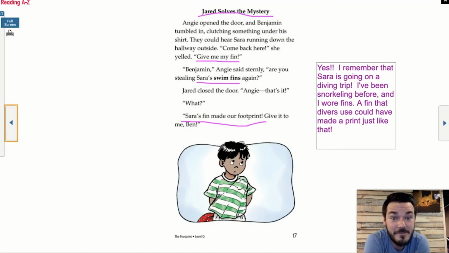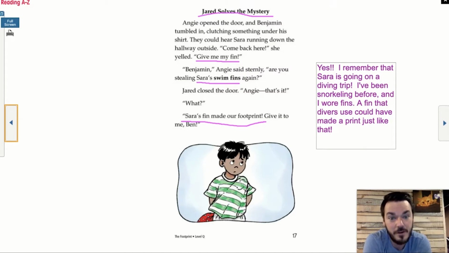Jared solves the mystery. Angie opened the door and Benjamin tumbled in, clutching something under his shirt. They could hear Sarah running down the hallway outside. "Come back here," she yelled. "Give me my fin." "Benjamin," Angie said sternly, "are you stealing Sarah's swim fins again?"